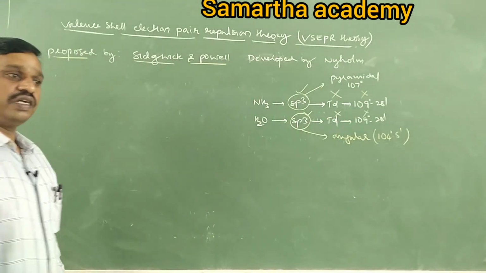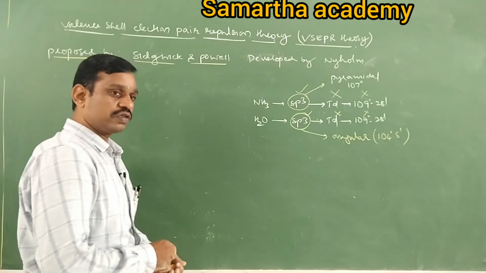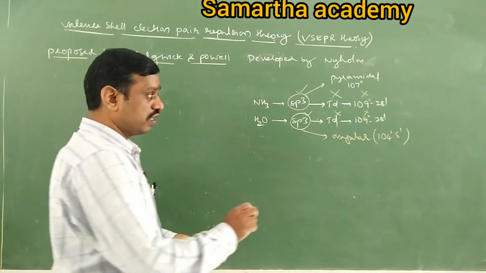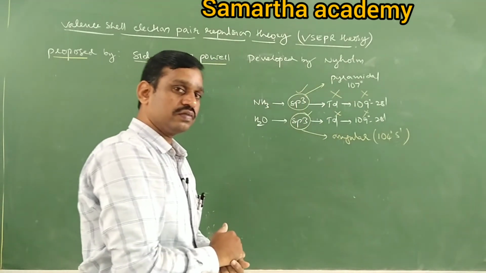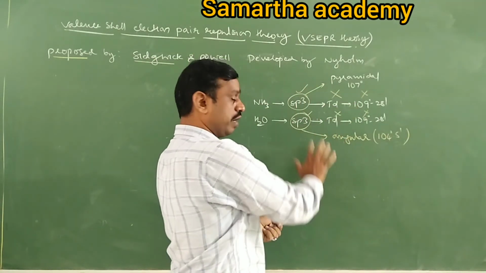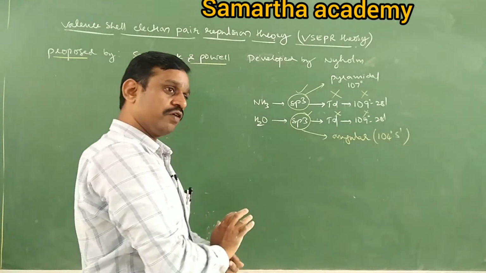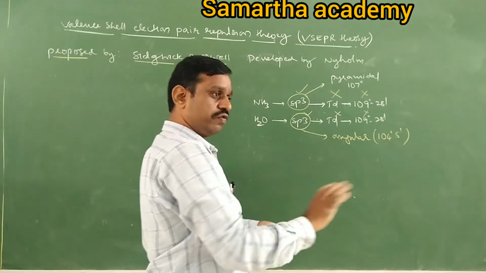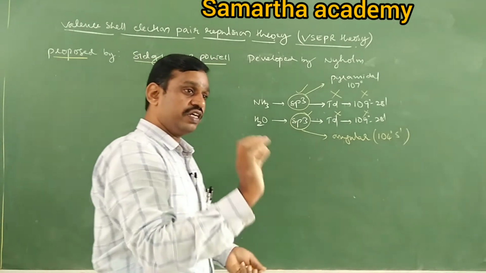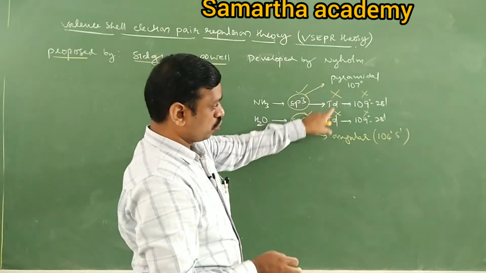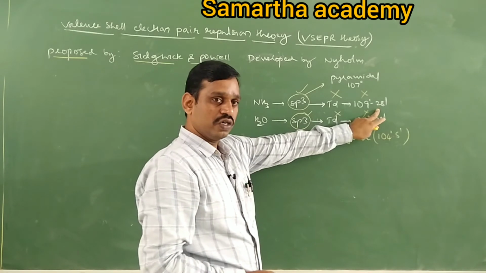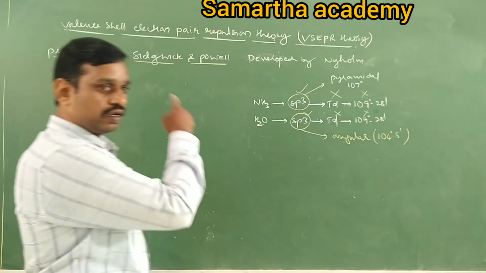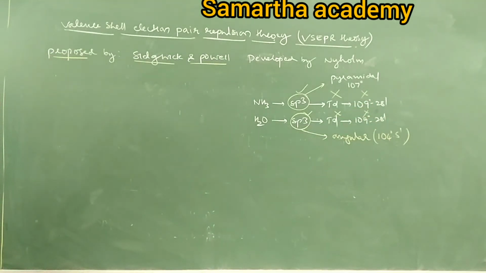It means there is a deviation from what? Valence bond theory, particularly in structures and bond angles. Hybridization is explained clearly. VBT explains hybridization without any deviation, but there is a deviation only in geometries and their what? Bond angles. So this was rectified by VSEPR theory, right?